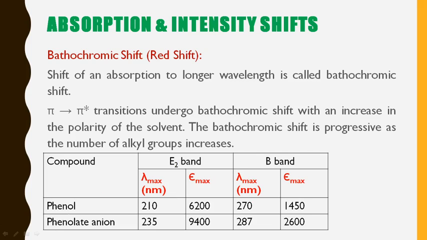See here, phenol. If you take phenol, which has the structure like this, it has ethylenic double bonds inside the ring, and in total it will come under the benzenoid system. So, two types of bands will appear, the ethylenic band as well as the benzenoid band. The ethylenic band exhibits at 210 nanometer, and the benzenoid band exhibits at 270 nanometer.